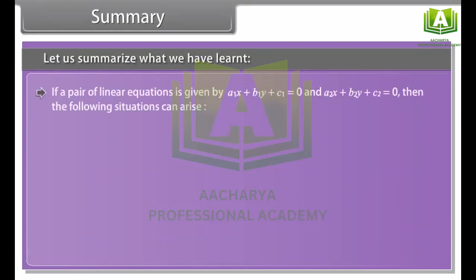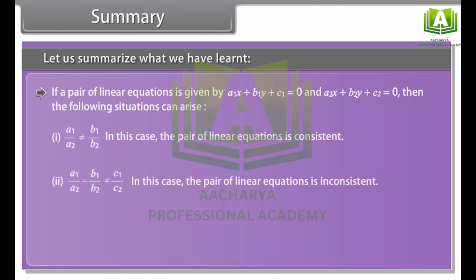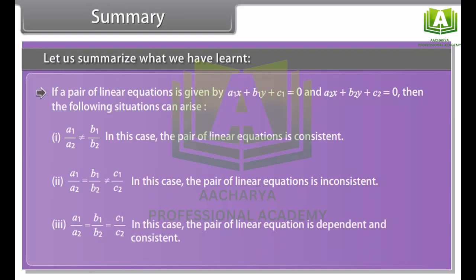If a pair of linear equations is given by a1x plus b1y plus c1 is equal to 0, and a2x plus b2y plus c2 is equal to 0, then the following situations can arise. 1. In this case, the pair of linear equations is consistent. 2. In this case, the pair of linear equations is inconsistent. 3. In this case, the pair of linear equations is dependent and consistent.